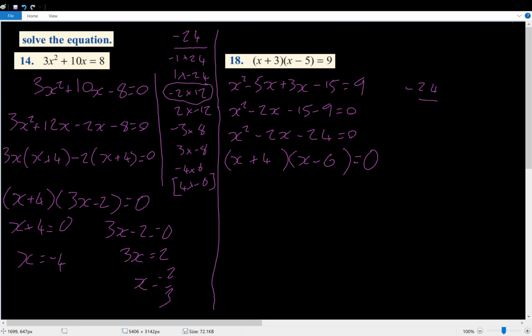So that's that factorized out, and then we follow the same procedure as before. Once we have the brackets done and it's equal to 0, we have x plus 4 equals 0 and x minus 6 equals 0. So x equals minus 4 and x equals 6. And those are our two values for x in question 18. And that is that.